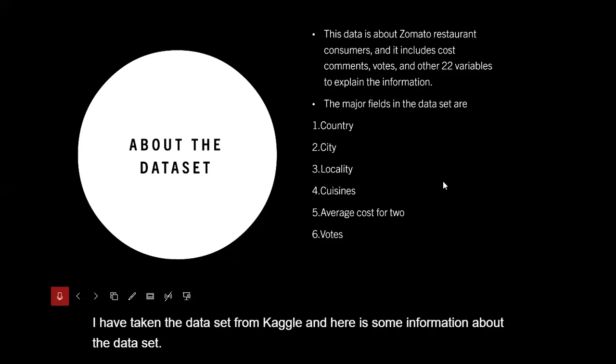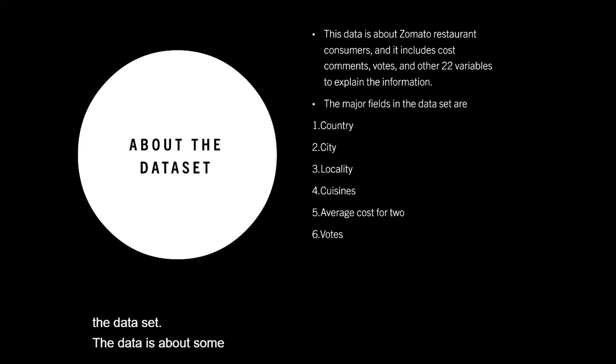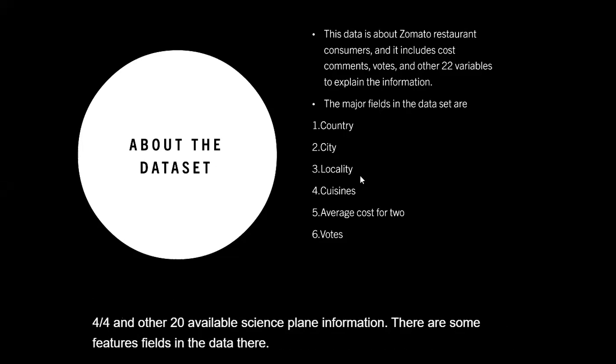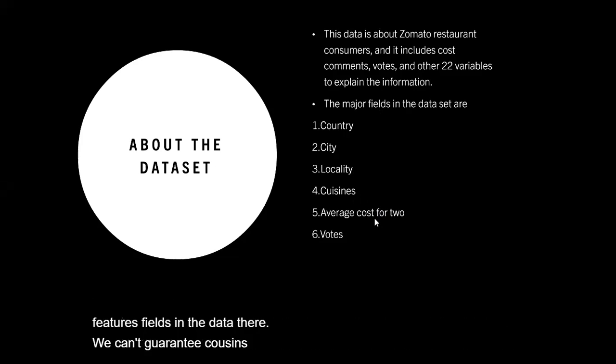The data is about Zomato restaurant consumers and it includes cost, comments, votes, and other 22 variables to explain the information. There are some major fields in the dataset. They are country, city, locality, cuisines, average cost for two, and boards.